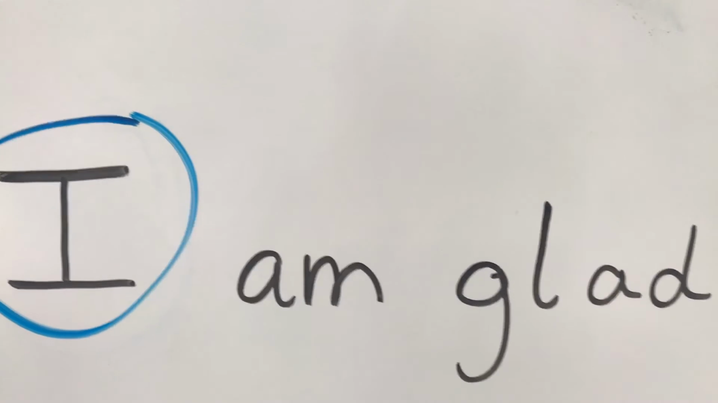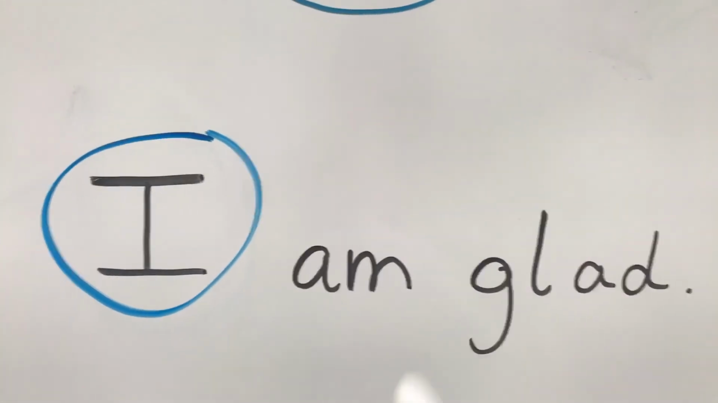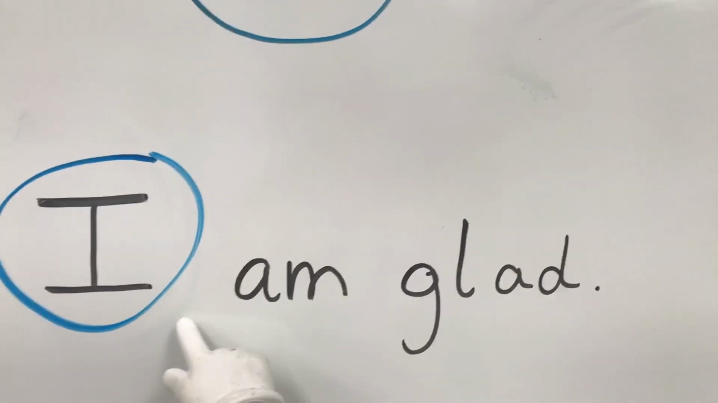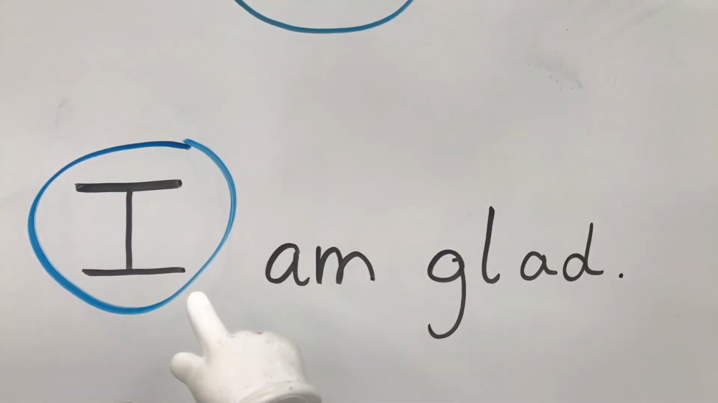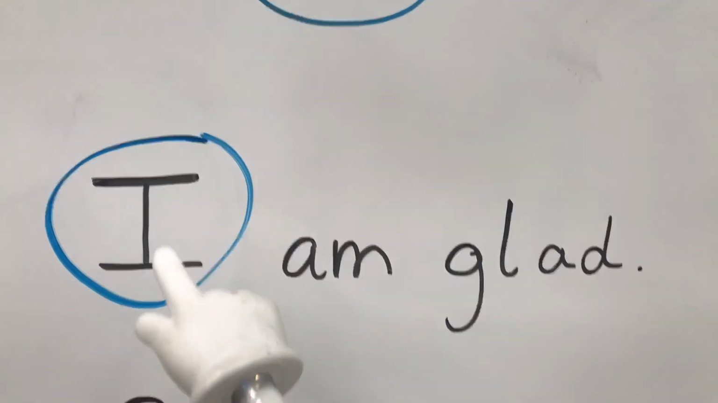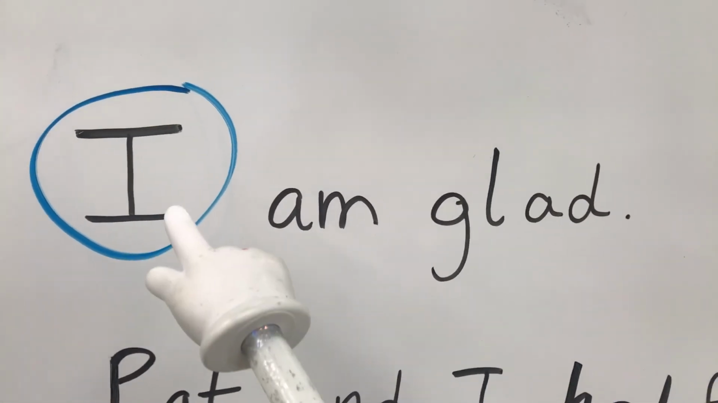I am glad. Now this I is capital because it's at the beginning of the sentence, but even if it was somewhere else in the sentence, it would still be capital because the sight word I is always a capital letter, not a little letter.